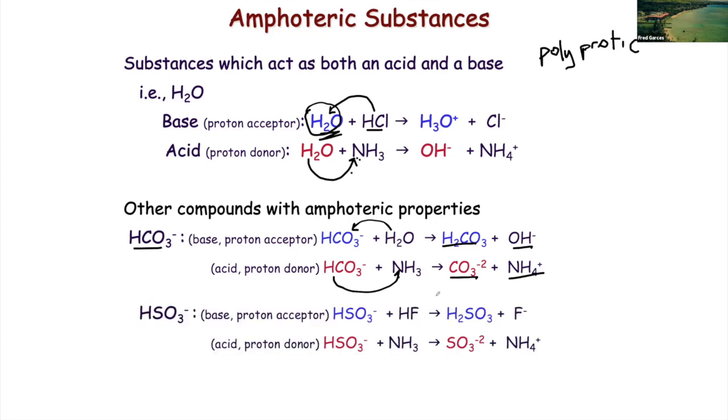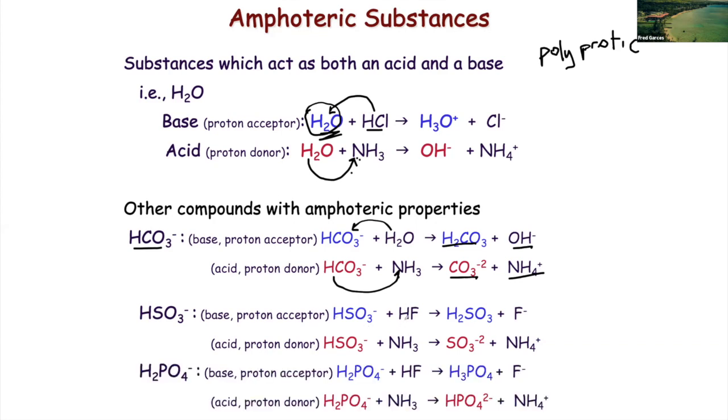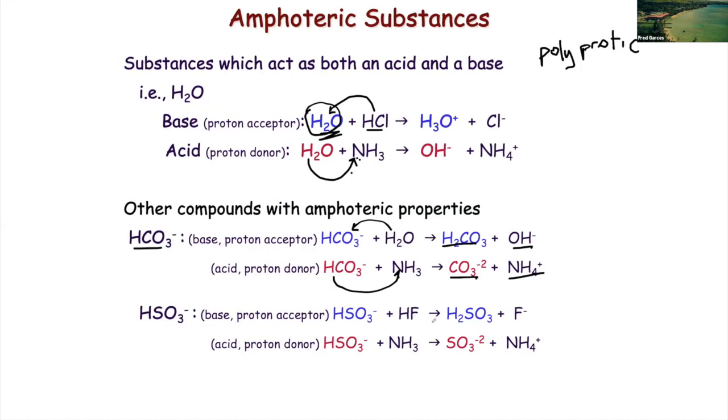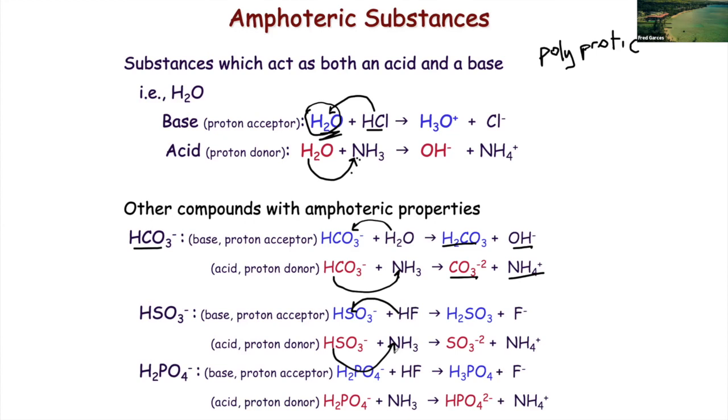Here's another amphoteric substance. In this particular case, it's generally an acid in which the first hydrogen has been removed, and now the second hydrogen could be removed, or it can add the original hydrogen. So in this particular case, this is acting as a base. This is acting as an acid. So these are all examples of amphoteric substances.